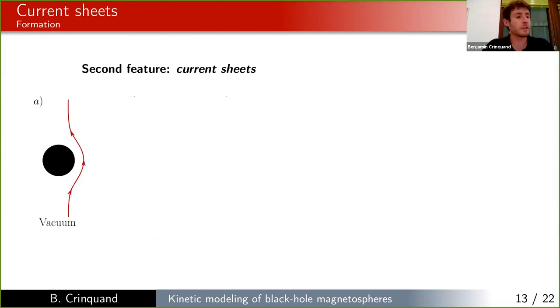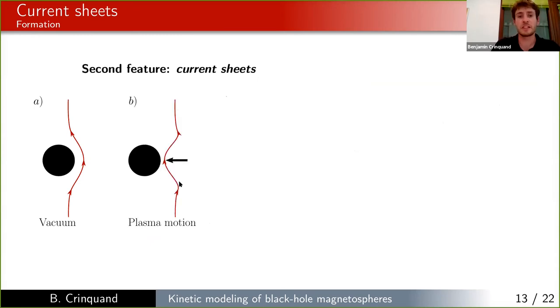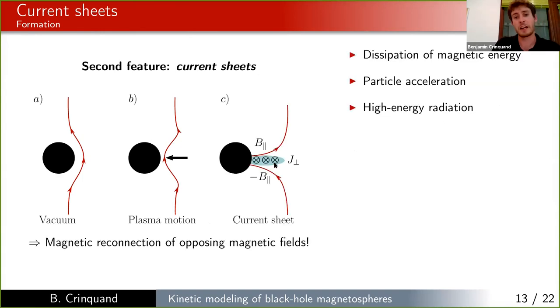So another main feature, as Benoit explained, of black hole magnetospheres is current sheets. So let's assume that there's a magnetic field line that goes around the black hole like this. This is in vacuum. This is the Meissner effect that he explained. But then if there is plasma motion, these field lines will be dragged towards the black hole. And if we go up to the end of this process, we have two opposing magnetic polarities facing each other and being pushed towards each other.